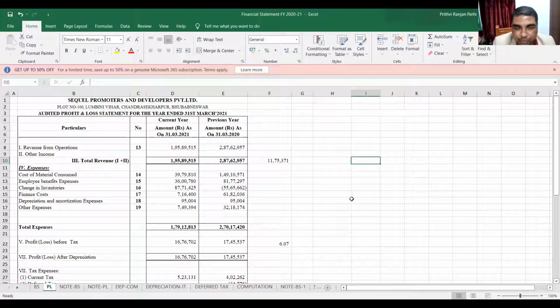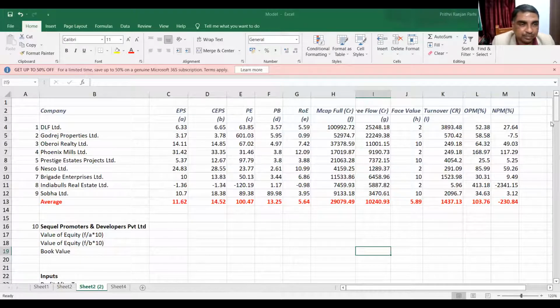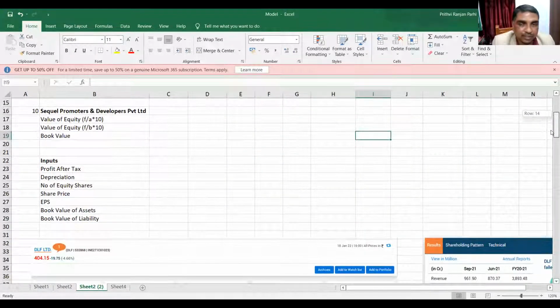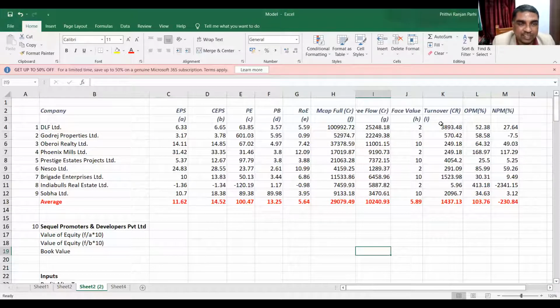Now what do we do? If you want to understand that company, then let me find out some other data about this company. Let us go to our model phase. This is the model. We have analyzed the market data. First we need certain inputs. Let us say here EPS has been calculated. Various companies' EPS data is available. Let us find out the EPS of this SQL promoters.